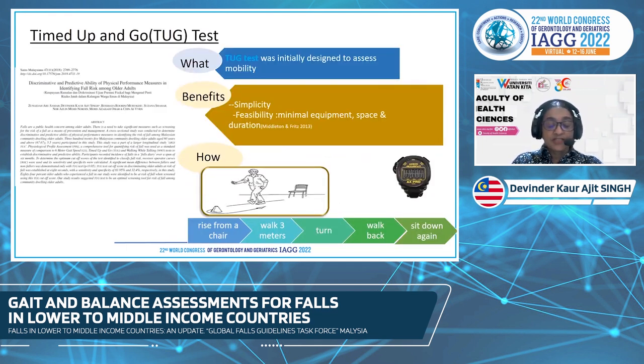Timed up and go test was initially designed to assess mobility. It is simple to perform and feasible as minimal equipment, space, and duration are required for it to be carried out. In one of our local studies, we found that only TUG, in comparison to gait speed and walk while you talk, illustrated a significant difference in mean score between older persons with and without incidence of falls. Timed up and go test has a few components that include sit to stand, walking and turning. That could have been the reason for it appearing as the apt tool for falls risk when compared to gait speed and walk while you talk.